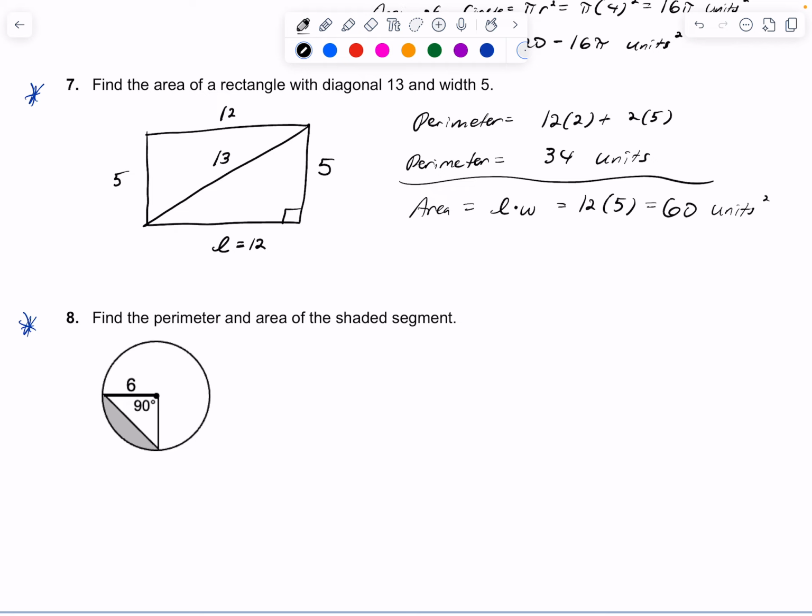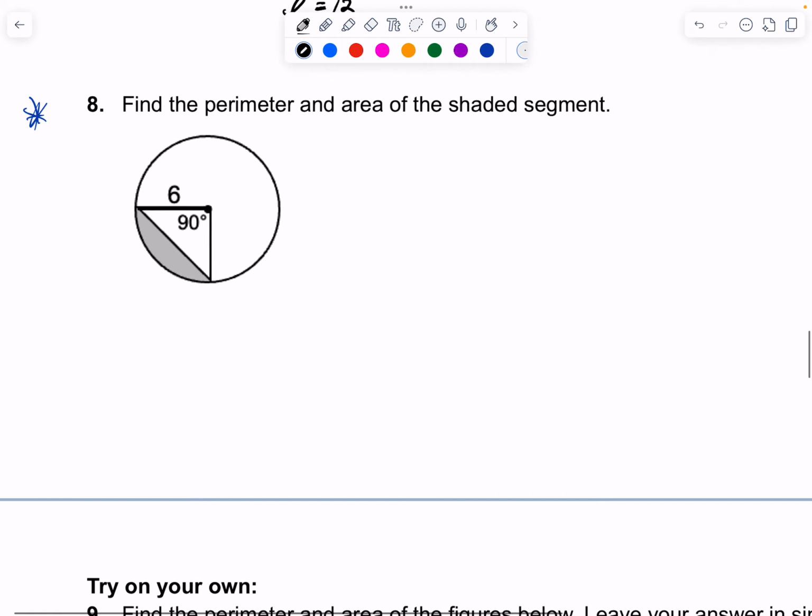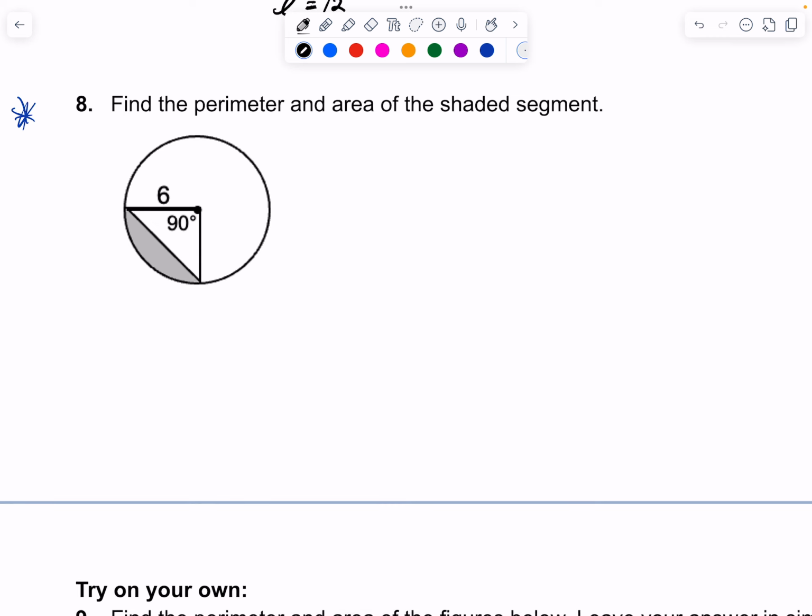Last one here, number 8, bringing in some stuff from earlier in the unit. So we're trying to figure out the perimeter and area of the shaded segment. I'm going to start with the perimeter. Again, this is a circle, so when I say perimeter here, I'm actually just asking for the arc length of this. So I'm going to write down the arc length formula, which is the measure of that arc in degrees out of 360 times the circumference, which in this case I'll use 2 times pi times r.